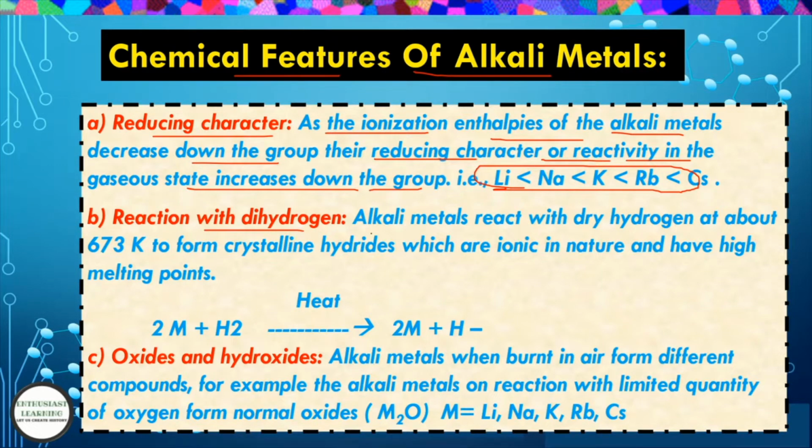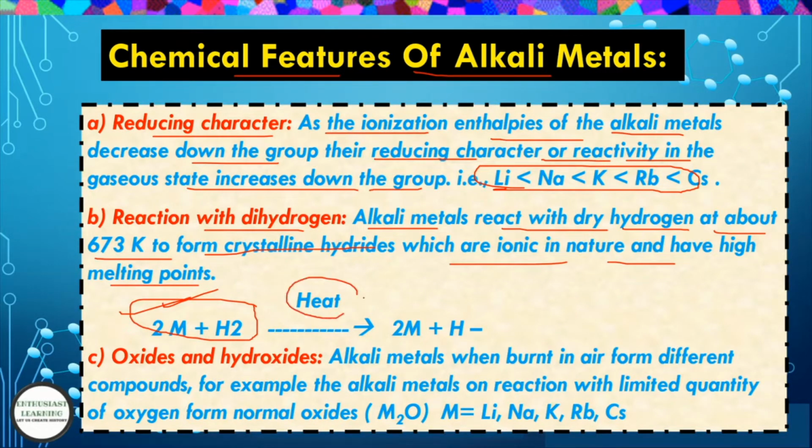Reaction with dihydrogen. Alkali metals react with dihydrogen at about 673 Kelvin to form crystalline hydrides, which are ionic in nature and have high melting points. 2M + H2 with the help of heat gives 2MH.